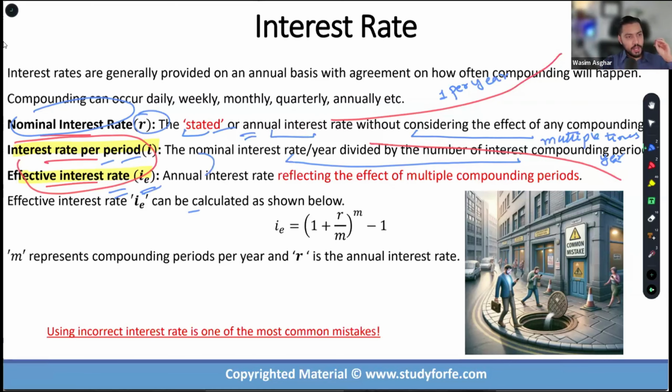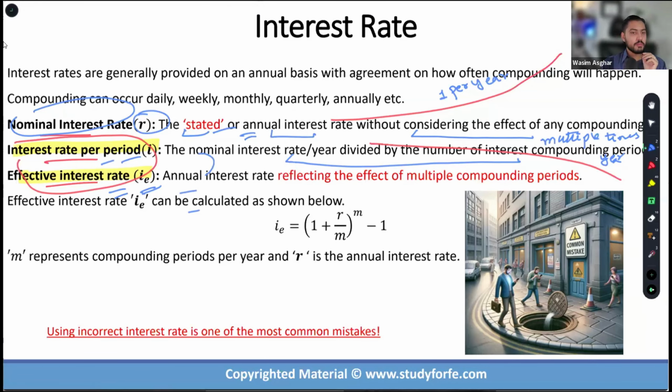Starting out, and keeping these in front of you: nominal interest rate means compounding happens only once a year. It is also known as the stated or annual interest rate. Effective annual interest rate means there are multiple compounding periods, but I take all of them into consideration and come up with one interest rate that gives me the same effect of all those compounding periods, rolled into only one interest rate.